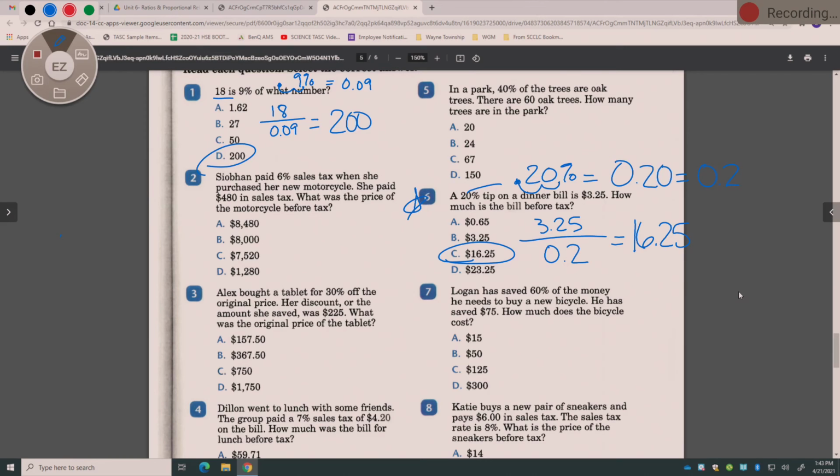Let's do number 7. Logan has saved 60% of the money he needs to buy a new motorcycle. He has saved $75. How much does the bicycle cost? Well, first, 60%, we start at the percentage, we go 2 spaces to the left and draw our new decimal. So 60% is the same as 0.6. So my part is 75, my percent is 0.6, and my whole then is $125.